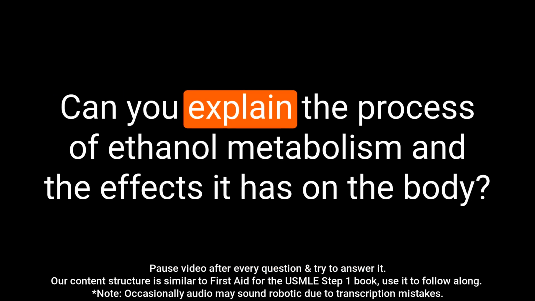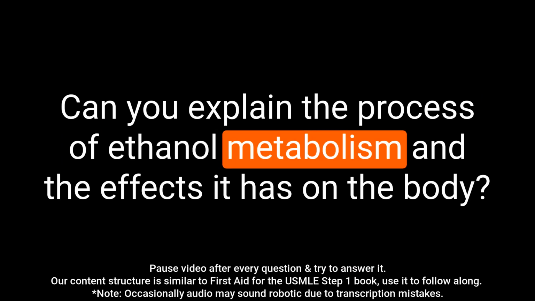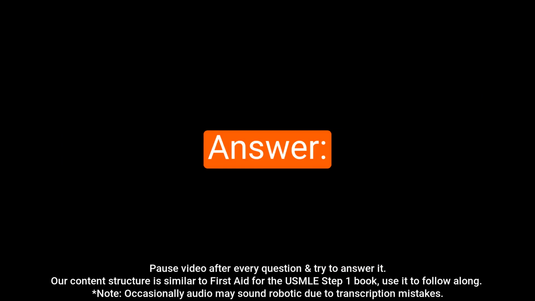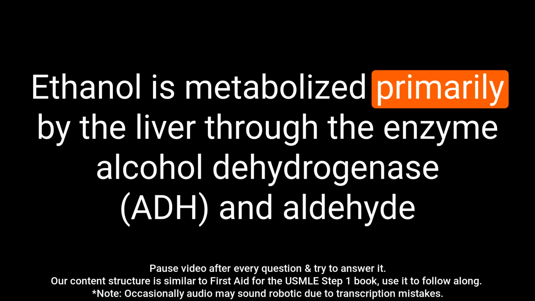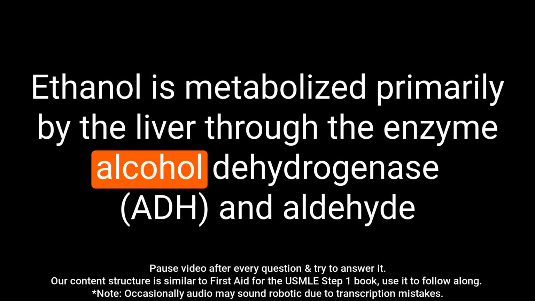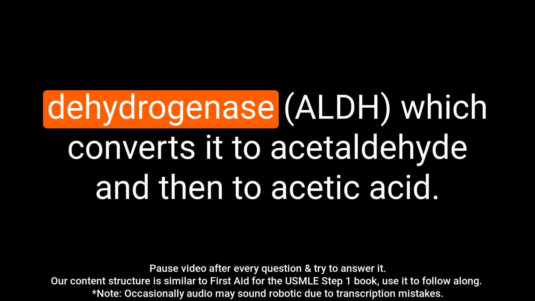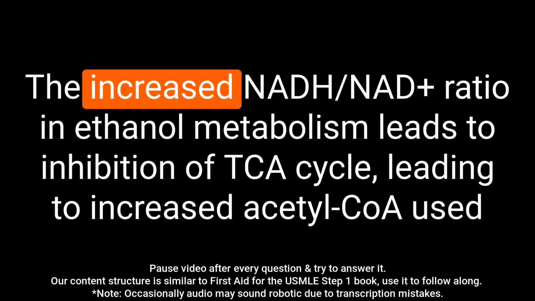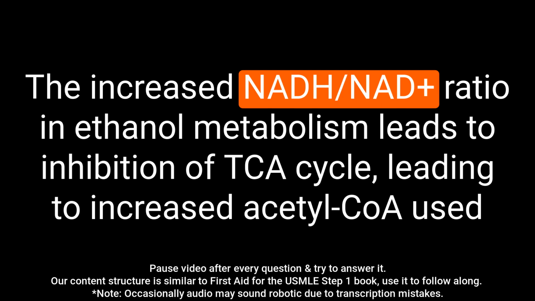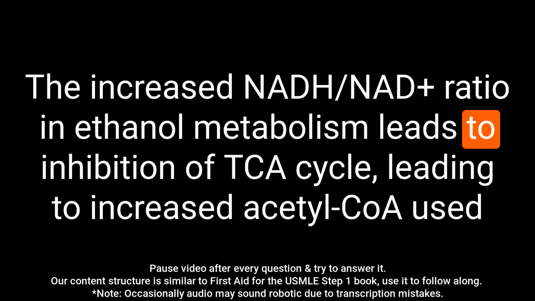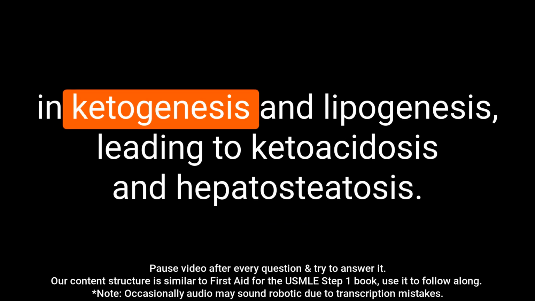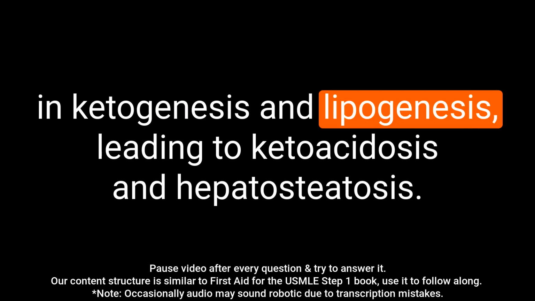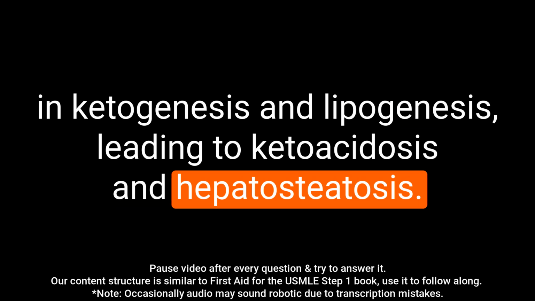Question: Can you explain the process of ethanol metabolism and the effects it has on the body? Answer: Ethanol is metabolized primarily by the liver through the enzymes alcohol dehydrogenase and aldehyde dehydrogenase, which convert it to acetaldehyde and then to acetic acid. The increased NADH and a D plus ratio in ethanol metabolism leads to inhibition of TCA cycle, leading to increased acetyl-CoA used in ketogenesis and lipogenesis, leading to ketoacidosis and hepatosteatosis.